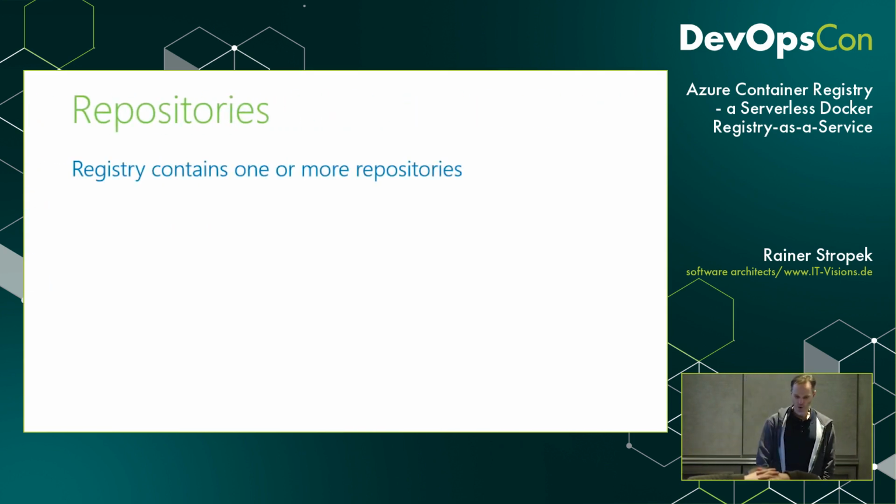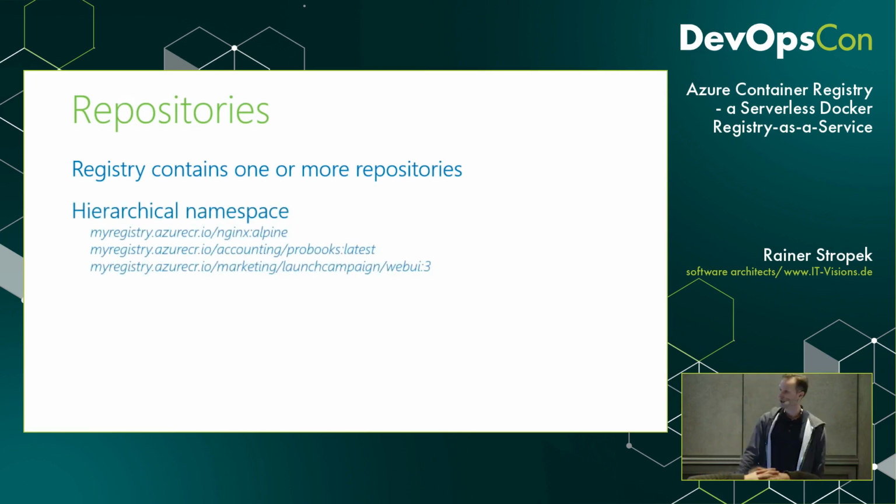Repositories. Yeah, I told you repositories are inside of the registry. You can upload as many repositories as you want, and you can tag them. So you can store multiple versions of an image. Here you see some examples of a hierarchical namespace. This is the registry. This is the namespace. Here you see a 2-level namespace. This is the repository, and this is the tag. Here you see the tags.